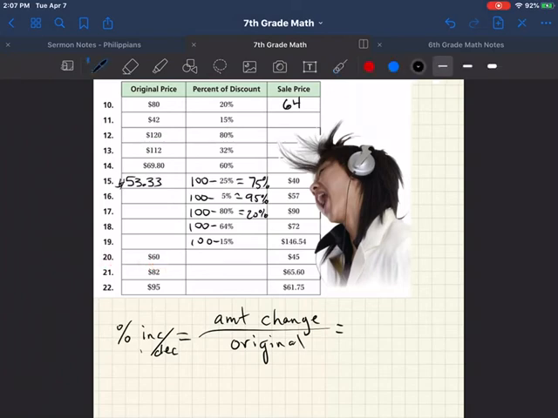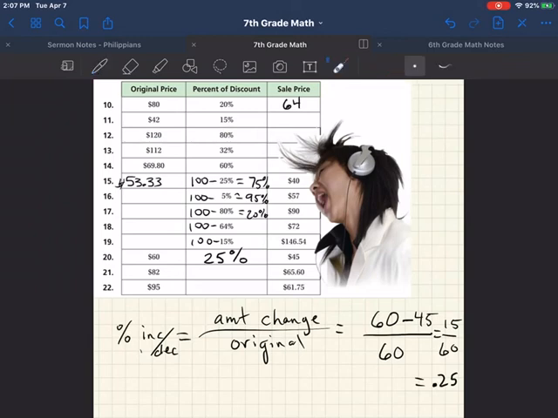So I'm looking at number 20. 60 is the original. So 60 minus 45 is the amount of change, and the original amount is 60. So we have 15, 60 minus 45, over 60, and that's going to give us 0.25. And 0.25 as a percent is 25%. So there are 3 different ways to solve these. They just kind of did it in a different way.